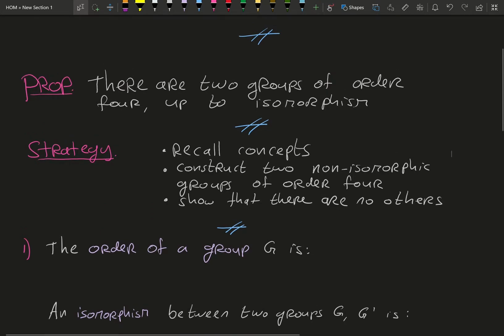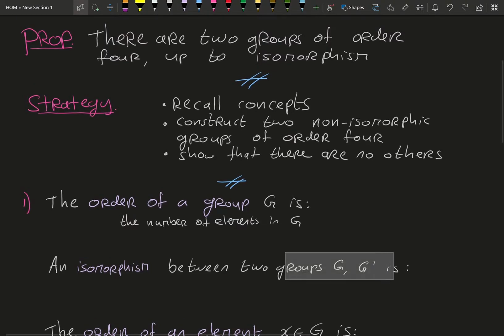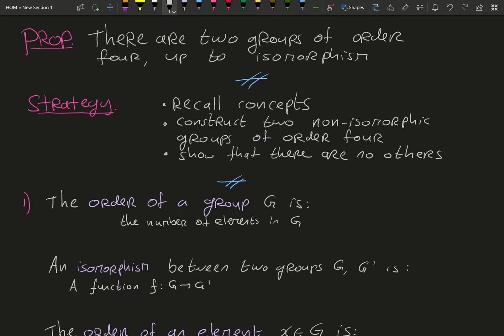So here is a quick reminder of the necessary concepts. So the order of a group G is just the number of elements in G. And an isomorphism between 2 groups G and G prime, that is a function f from G to G prime, which is bijective. So it is bijective and a homomorphism.